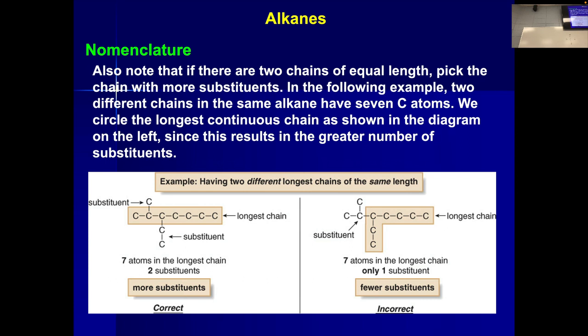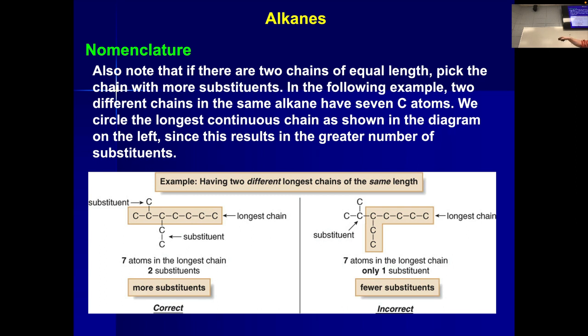The next thing that you have to do is be careful about when you have two chains that are of equal length. If I look at both of these, I've got 7 carbons in the longest chain here, and I've got 7 atoms in the longest chain here. Now, these are the same thing. We're just counting the chain differently, if we went here versus if we went here. It's 7 this way. It's also 7 this way.